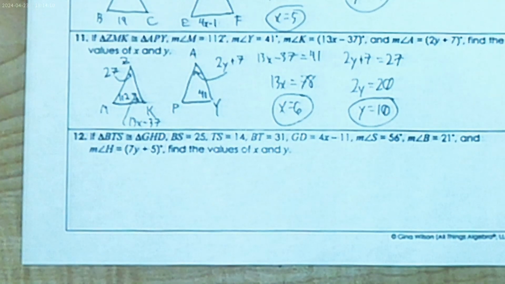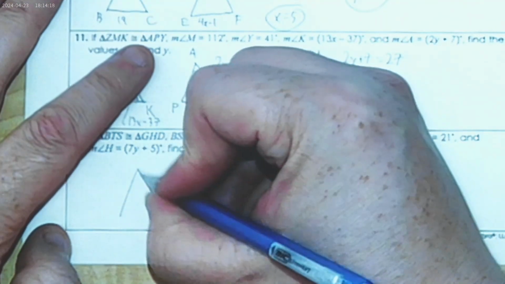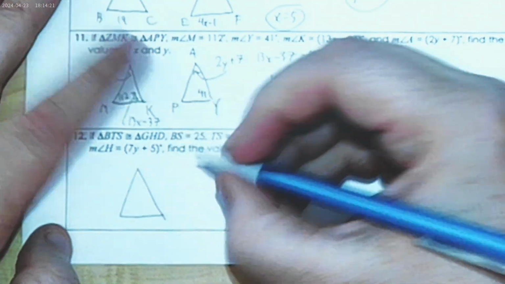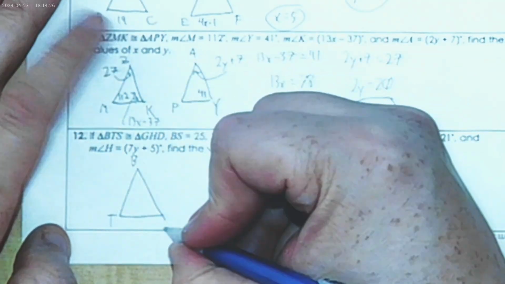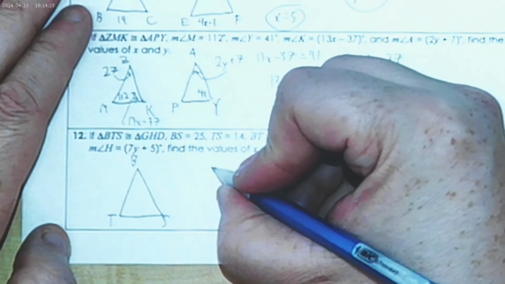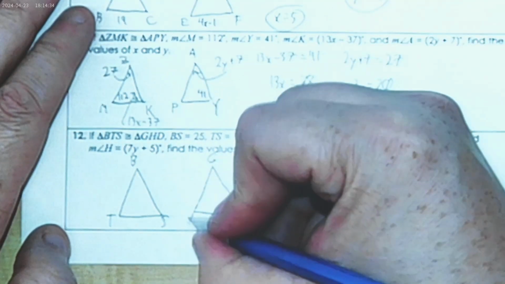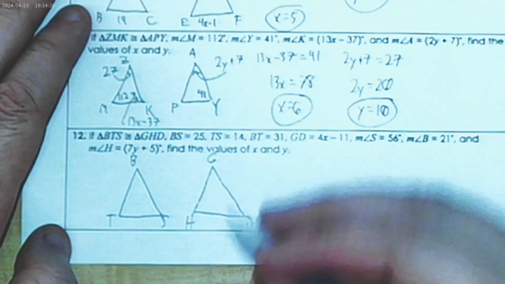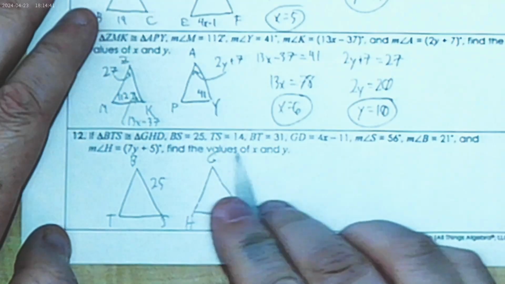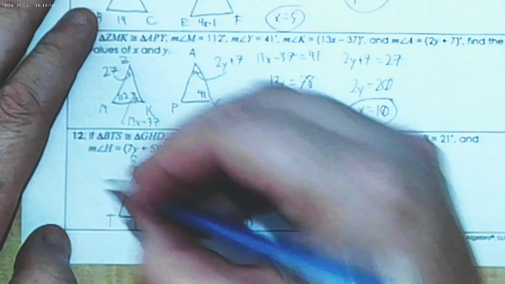So if triangle BTS is congruent to triangle GHD, we got all those different sides, so let's just go ahead and start with our drawing first. I'm going to make it a little bit bigger than I did last time so I can work with a bit more space. Triangle BTS is equal to triangle GHD. Side BS is equal to 25. TS is equal to 14. BT is equal to 31.